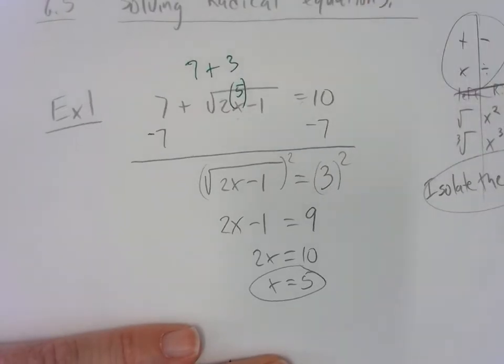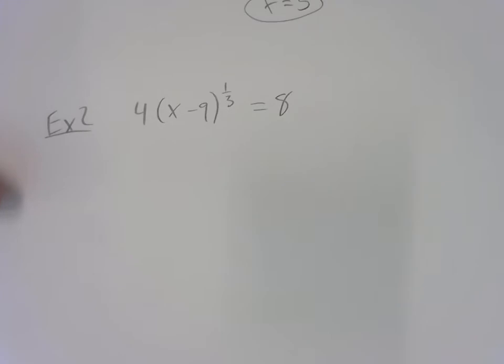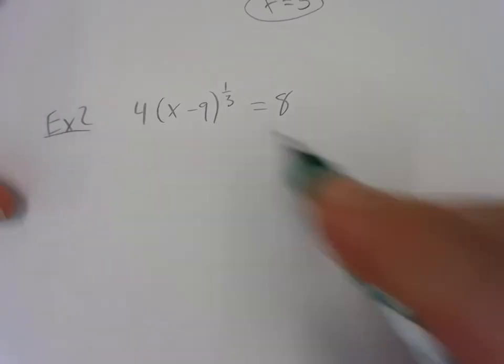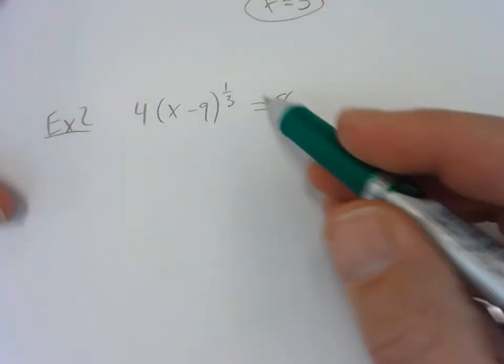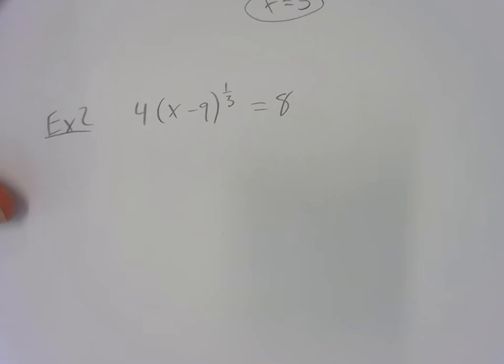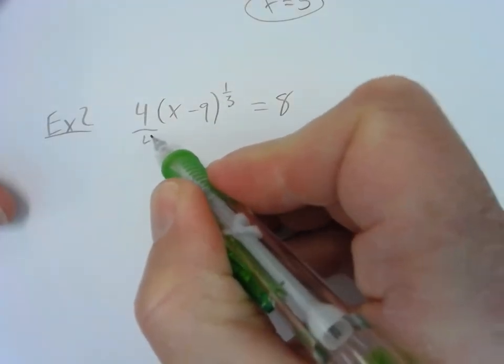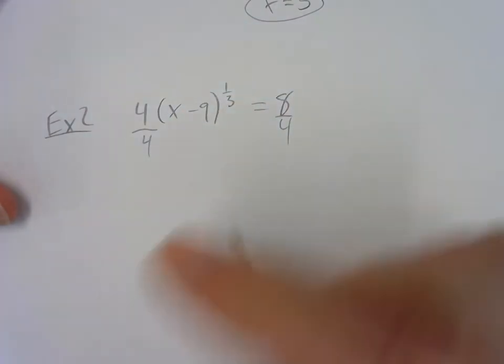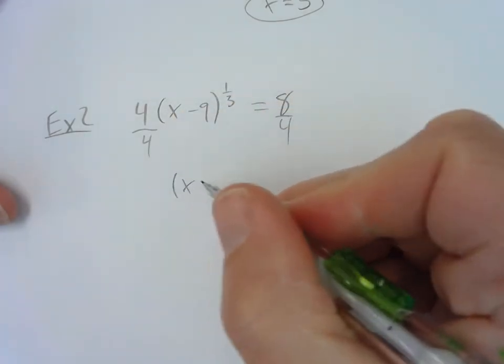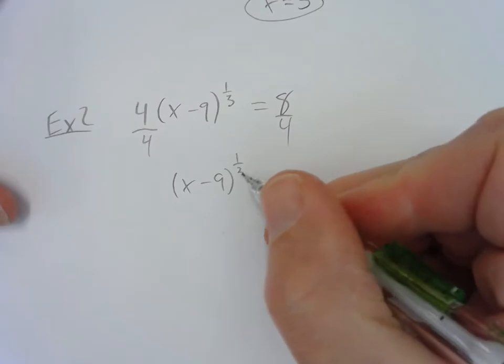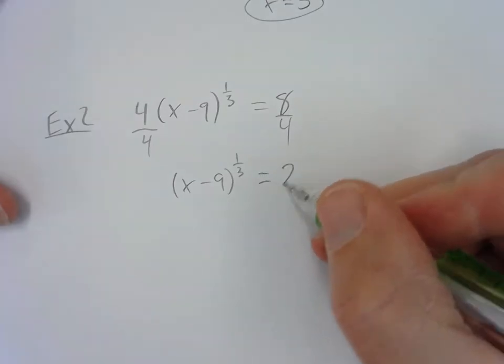Example 2. Okay, question 2. We are going to isolate the radical. There's no radical here, but there is, because that means take the cube root. So we're going to do the opposite. This is 4 times this amount here. So I'm going to divide each side by 4. Luckily, it comes out to 2. So it's (x minus 4) to the 1/3 is equal to 2.